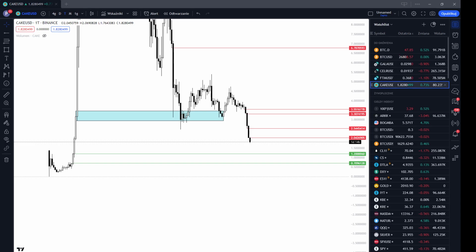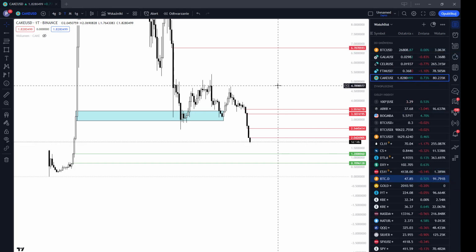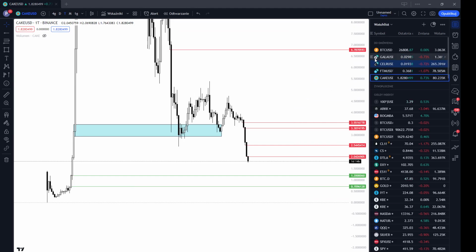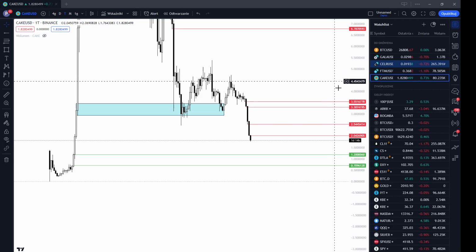We'll go over some alt setups, and then we'll proceed to BTC on a lower time frame. And we don't need BTCD. Okay, a few selected alts that I picked up, or I chose for some buy levels. And I'll start with Cake.